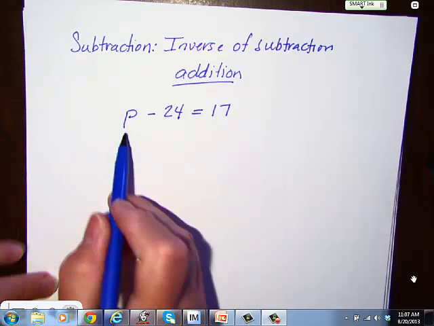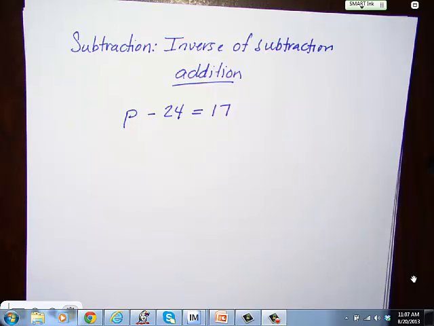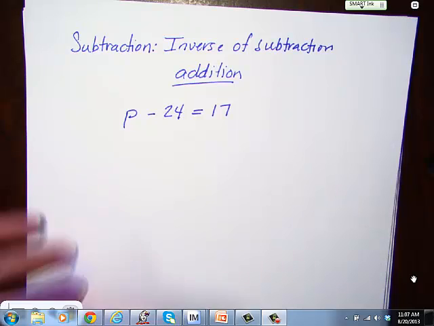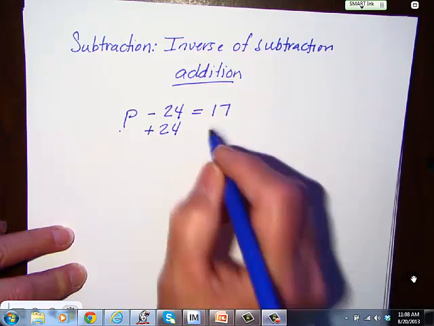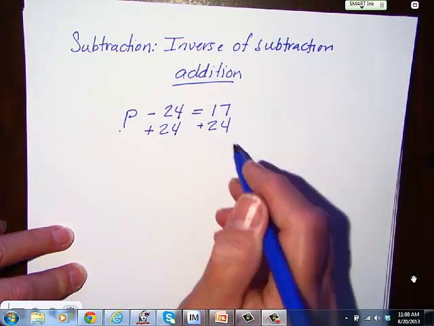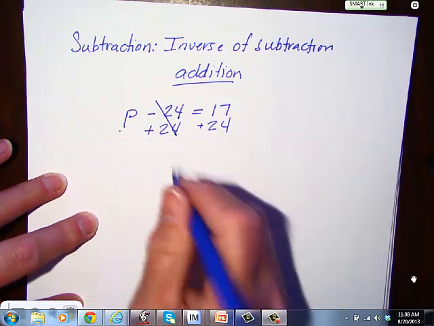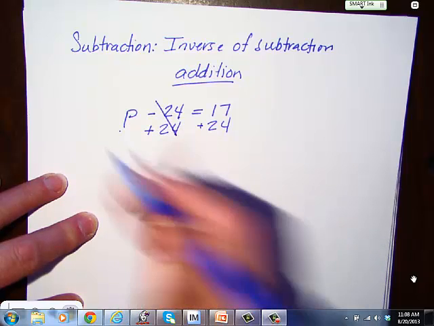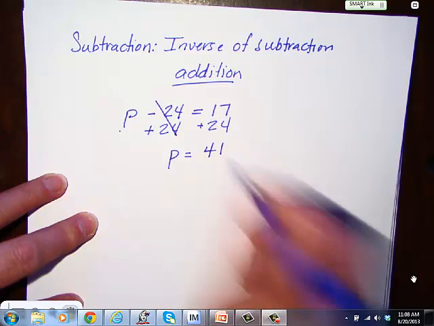Now we want to find out what P is. So we need P by itself, and we got this minus 24 here. So the opposite of minus 24 is plus 24. So we'll add 24 here. That'll get P by itself, and we're going to add 24 here because adding was the opposite of subtracting. That goes away because it becomes 0, minus and plus. They cancel out. So P is equal to 41.